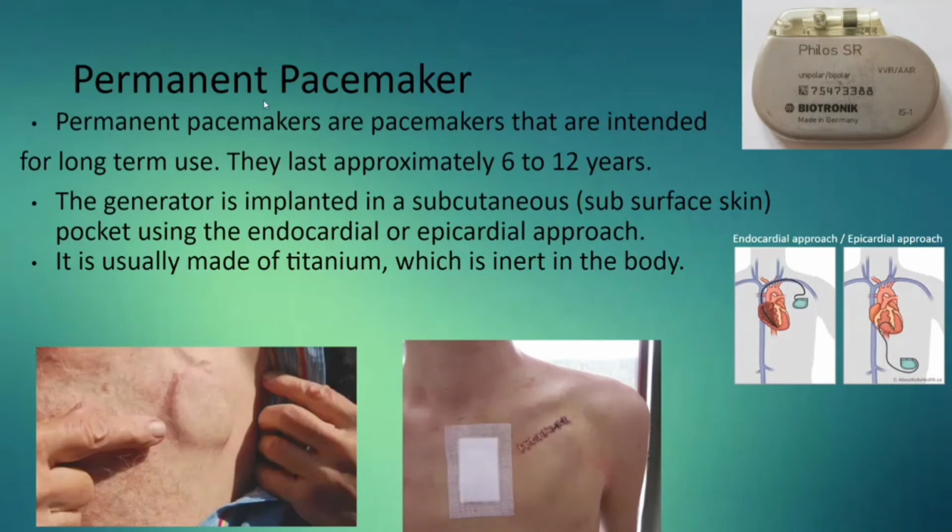I will start with the permanent pacemaker, which is intended for long-term use. They last approximately 6 to 12 years. The generator is implanted in a subcutaneous pocket using the endocardial or epicardial approach. It is usually made of titanium, which is inert in the body.